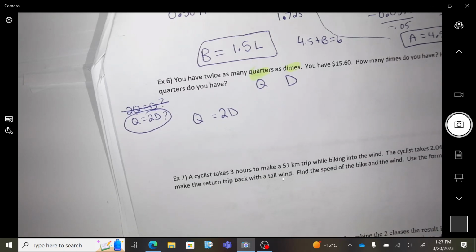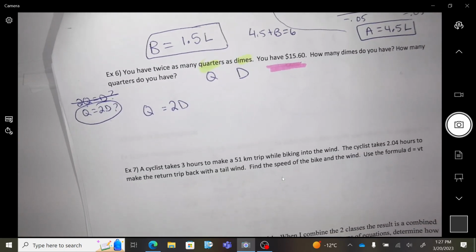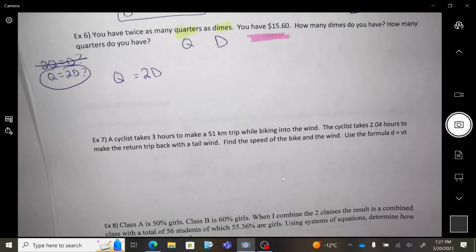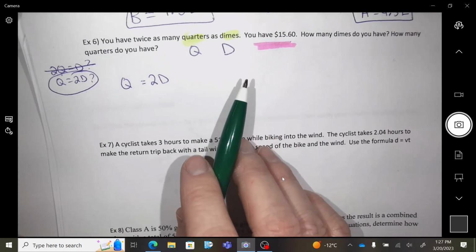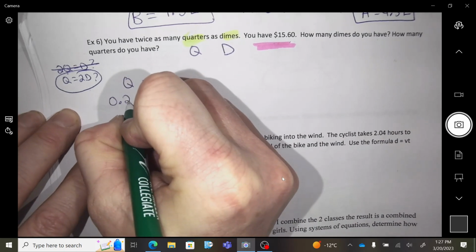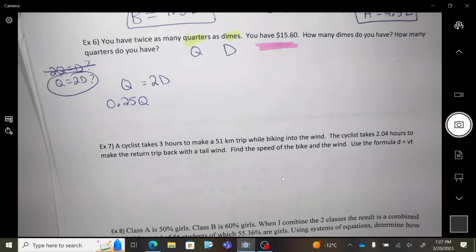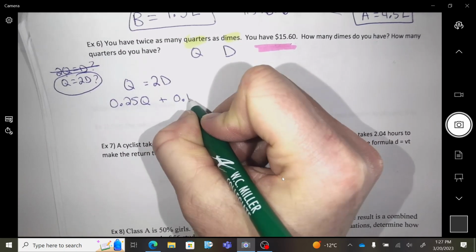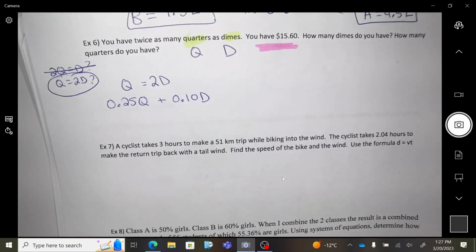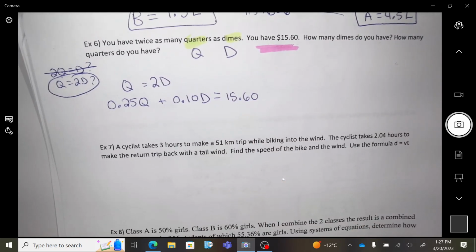Okay, next sentence. You have $15.60. So how do I do the money equation? We did this one last week on Friday. The money from the quarters. So 25 cents times each quarter plus the money from the dimes. 10 cents per dime equals $15.60.